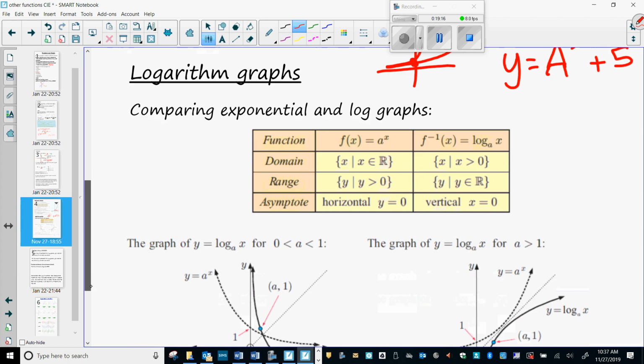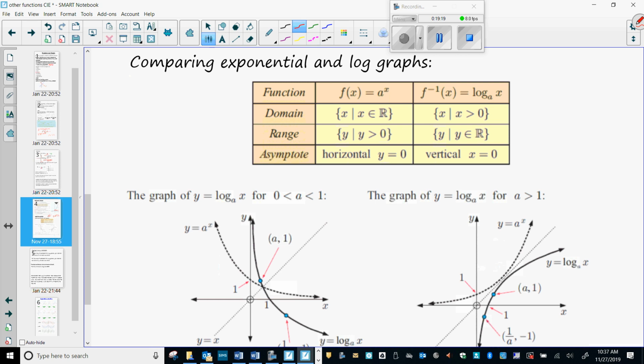Log graphs. Log graphs are connected to exponential graphs. Okay? They are reflections of them. So here is a graph that looks a bit like that one up above, yes? This dotted one here. A log graph would be the reflection of that in the line y equals x.